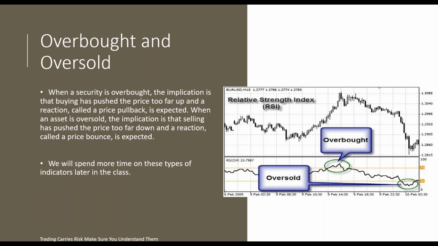So when a security is overbought, the implication is that buying has pushed the price too far up and a reaction called a price pullback is expected. When an asset is oversold, the implication is that selling has pushed the price too far down and a reaction called a price bounce is expected.